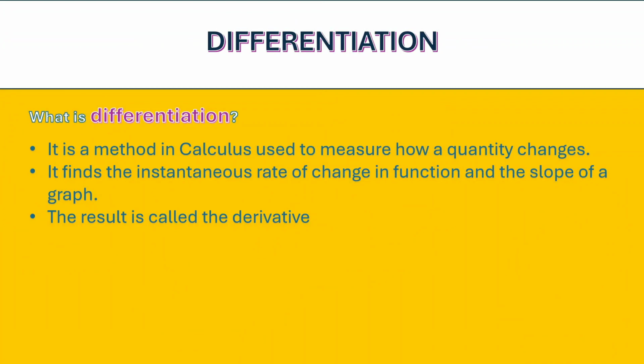For example, differentiation can help us determine how fast a car is moving at a certain moment or how quickly the temperature changes over time. In mathematics, differentiation is used to find the instantaneous rate of change and also the slope of a graph at a particular point. The answer we get after differentiating a function is called the derivative.